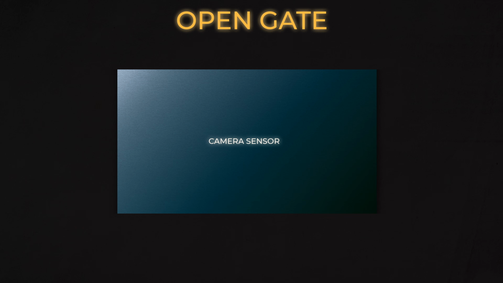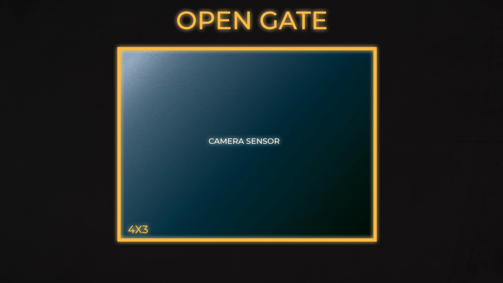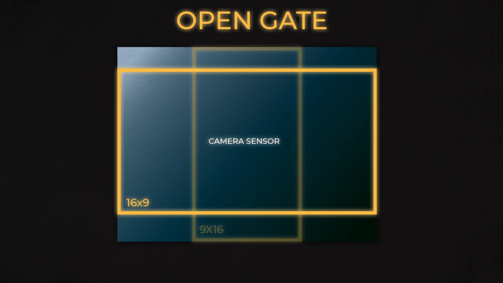With OpenGate, however, it uses the full sensor area, so you get a taller image that you can crop into later. In practice, that means that you can reframe for different aspect ratios like horizontal and vertical from the same clip, which is super handy if you want to make a YouTube version and a vertical version for shorts or reels or TikTok from one recording. It's also really handy for shooting anamorphic video, which we'll talk about a bit later.